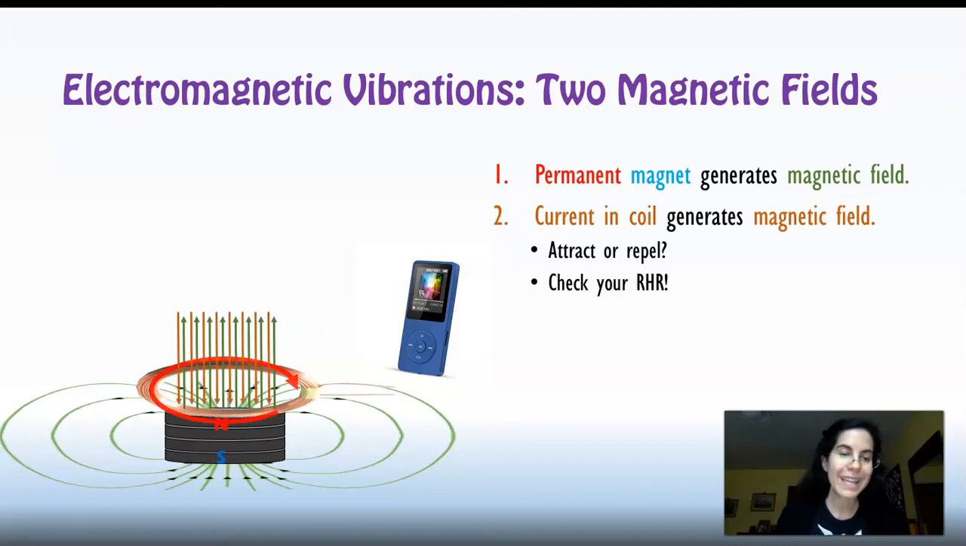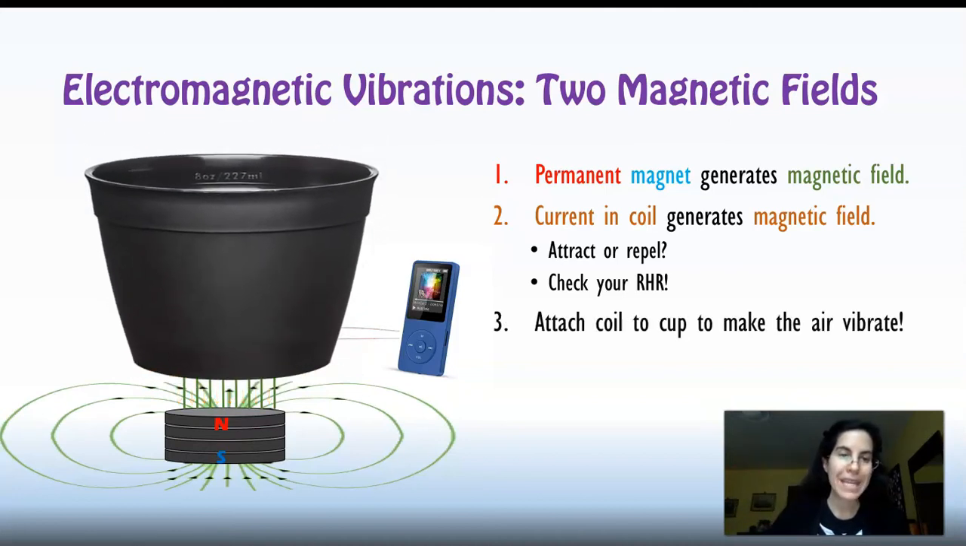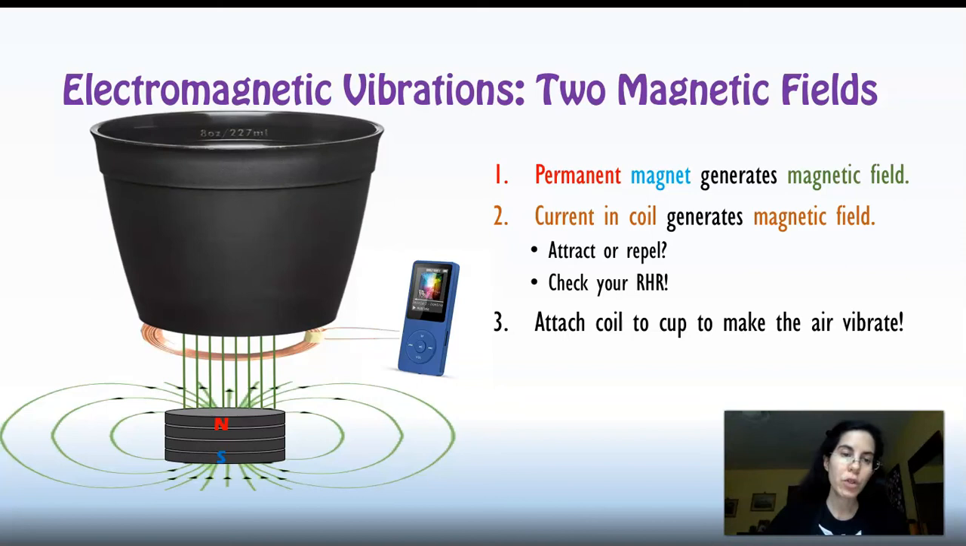Your current can alternate faster than you can shake with your hand. It can alternate many, many hundreds of times per second. So all you need to do is attach the coil to your speaker cup, or sometimes it's called a speaker cone. You can see it's tapered for better sound reproduction, and you will have your speaker.